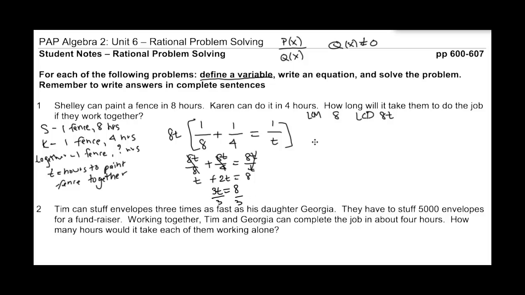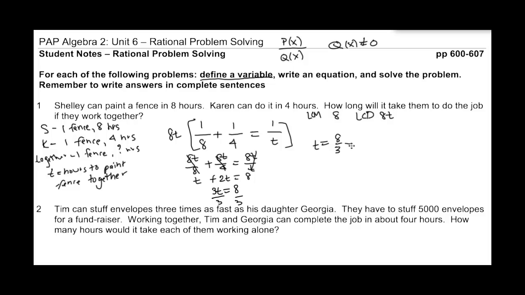Last step to isolate gives us that t equals 8 over 3. But we have to write our answers in complete sentences, and we need to make sure that what this number is actually answering our question. The question was, how long will it take them to do the job if they work together? That's exactly what t represents. Perfect. Now we just need to give meaning to this.